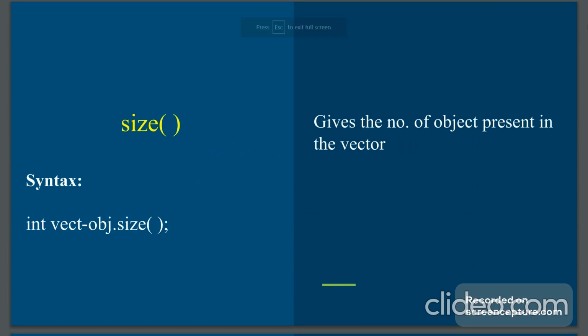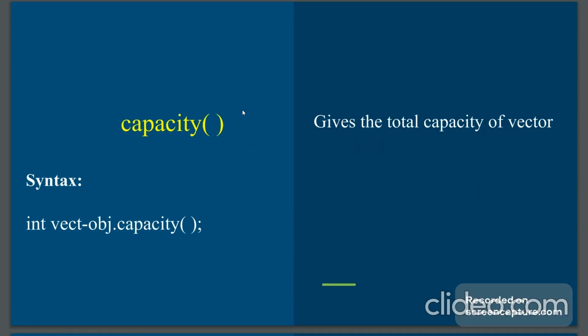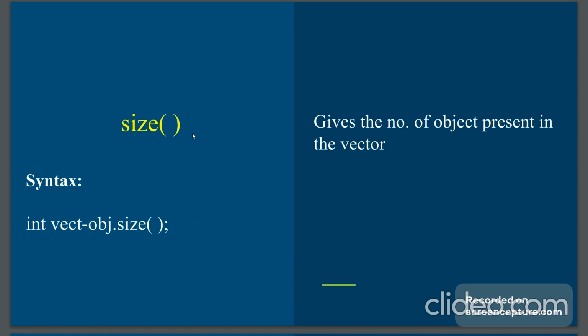Next method is the size. Now there are two methods related to one concept, size and capacity. The capacity method gives us the total number of elements that a vector can store, that is the maximum capacity. And the size method will return the actual number of objects present in the vector.